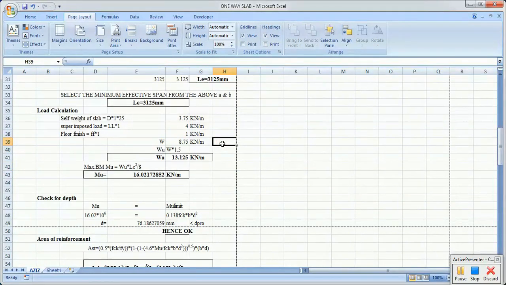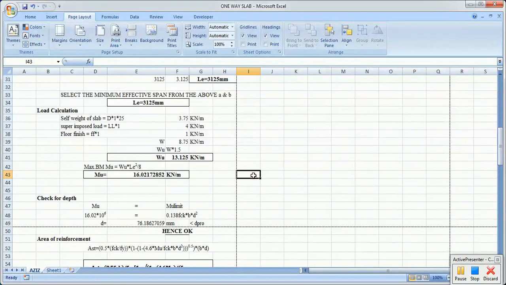Okay, then the factored load is 1.5 times the total load. So here how can you calculate that? Equal to, I'll show it here, equal to this into 1.5. Okay, this way you can insert the formula. Then we have the bending moment Wu L square by 8. So how we can calculate that again? Your Mu is equal to Wu L square by 8.